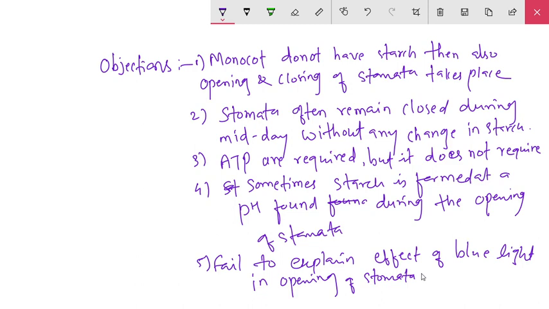Sometimes starch is formed at a pH found during the opening of the stomata. म्हणजे ज्यावेळेस स्टोमॅटा ओपन झाला असते, अल्कलाइन पीएच असतो, त्यावेळेस स्टार्च कन्वर्जन ग्लुकोज मध्ये झालेला असतो. सो तो जो पीएच आहे दॅट इज द सेम पीएच. तर कधी कधी स्टार्च इज फॉर्म्ड ॲट अ पीएच फाउंड ड्युरिंग द ओपनिंग ऑफ द स्टोमॅटा. म्हणजे 5 असायच्या ऐवजी कधी कधी 7ही पीएच असतो. आणि इट फेल्स टू एक्सप्लेन द इफेक्ट ऑफ ब्ल्यू लाईट इन ओपनिंग ऑफ द स्टोमॅटा. असं म्हटलं जातं की ब्ल्यू लाईटमध्ये स्टोमॅटा ओपन होतो. तर त्या बाबतीमध्ये ही थेअरी काहीच सांगत नाही.